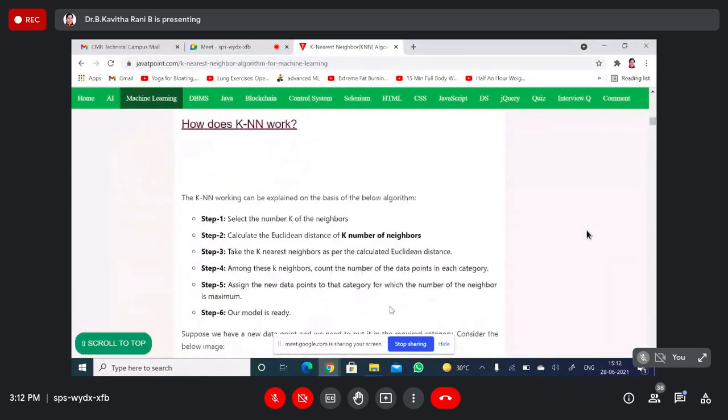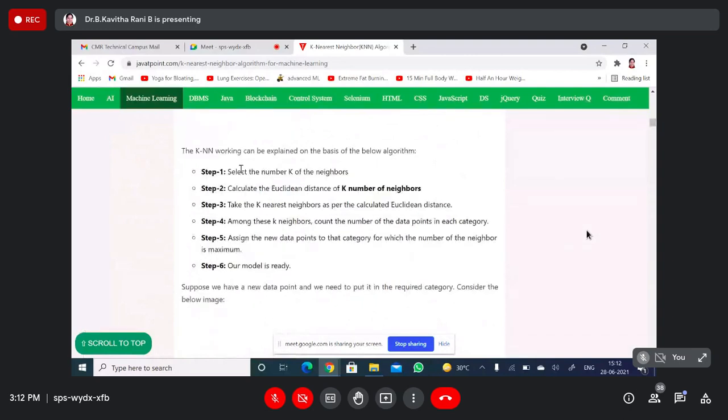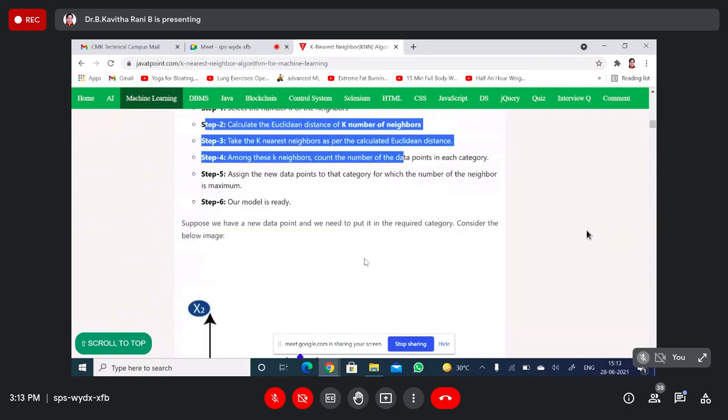So here you can see how KNN works. Select the number k of neighbors, calculate the Euclidean distance of the k neighbors, and take the k nearest neighbors as per the Euclidean distance. Among these k neighbors, count the number of data points in each category. Now assign the new data point to that category. Our model is ready. So in this way, KNN works.